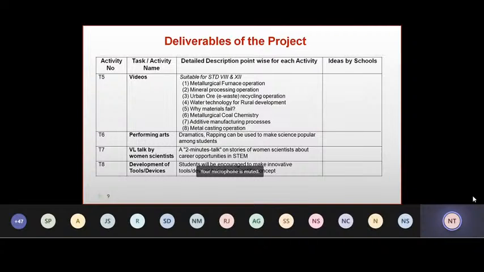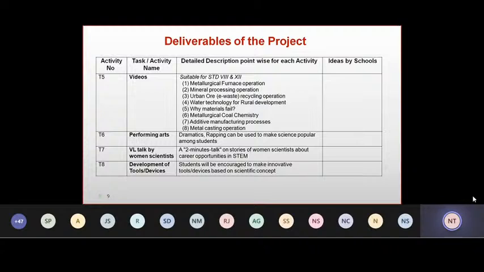There is another thing that we have given in activities, number T6, that is performing arts. We are thinking about utilizing drama and rap music to make science popular among students. But I was talking about rural areas, where if we can connect music, folk music, with science, then I'm sure there will be a lot of enthusiasm. I discussed with many teachers in Jamshedpur, and I came to know they are already using some of these methods of teaching science or any other subject to students. I really felt very good about it. So we are going to make some music and drama for popularizing science.